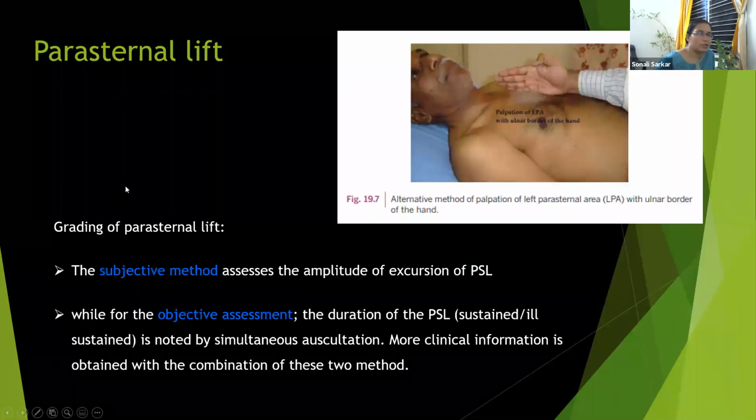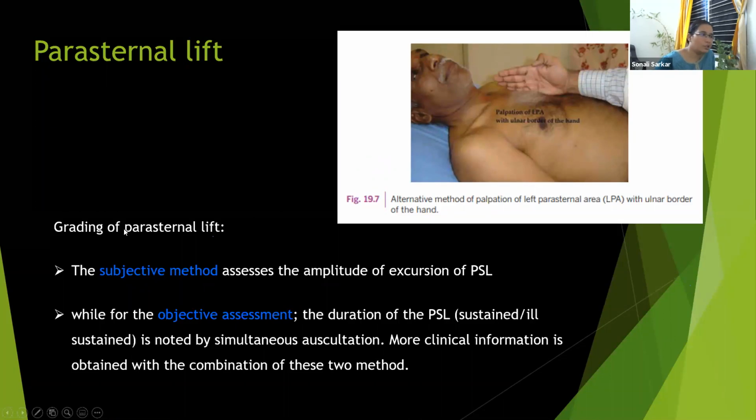Now coming to parasternal lift. This is the picture showing how you will examine the patient for a parasternal lift. That is, you will have to place the ulnar border of your hand in the parasternal area and look for the up and down movement of this border, up and down movement of your hand.